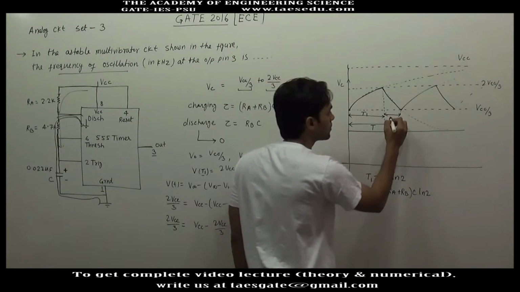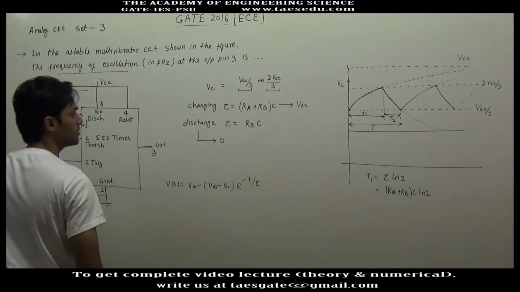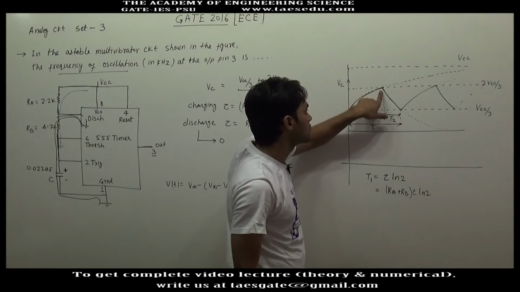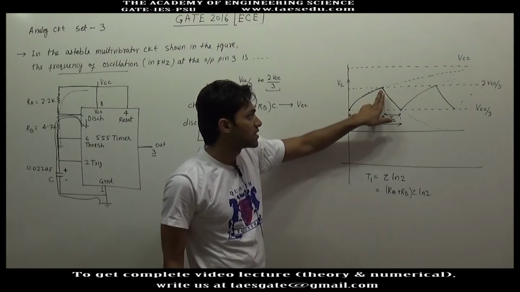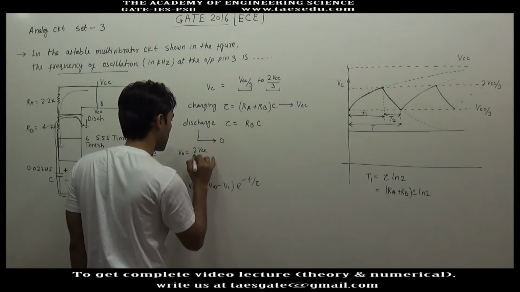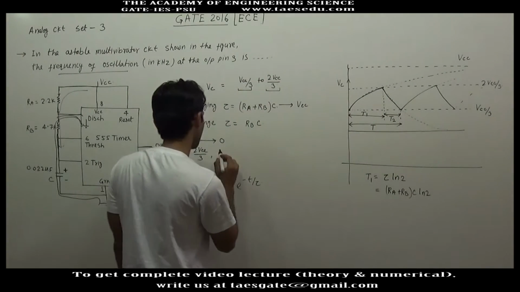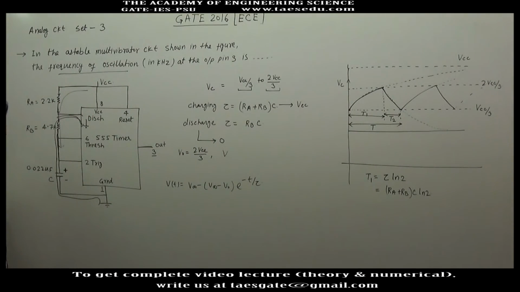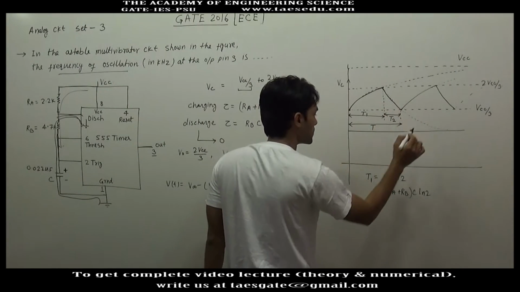Now we have to find out the duration of discharge, that is T2. The instant when discharging starts, the voltage is 2 VCC by 3. So in the duration of discharging, the initial voltage will be taken as 2 VCC by 3. Since it discharges towards 0 volt, the steady state voltage, although it does not go to the steady state voltage, will still be the voltage towards which it discharges.